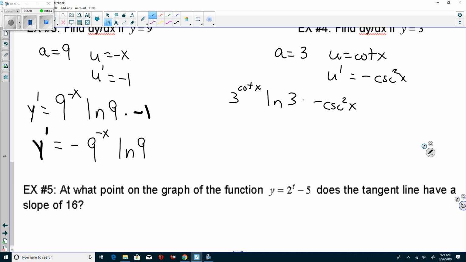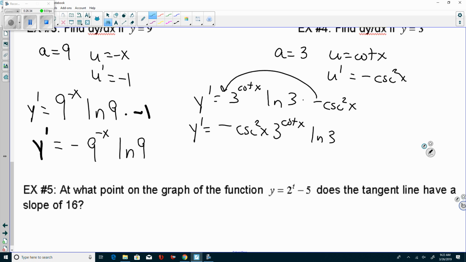So then for the order, you can have negative cosecant squared x, 3 to the cotan x, ln 3 for y prime. That one's a little tricky in terms of the order, but that order is fine. Even if you left it as the other order, I usually just bring the negative out in front as the leader. We just don't want to get confused with that negative being in the middle of the expression and thinking it's a subtraction. That's what we want to try to avoid.